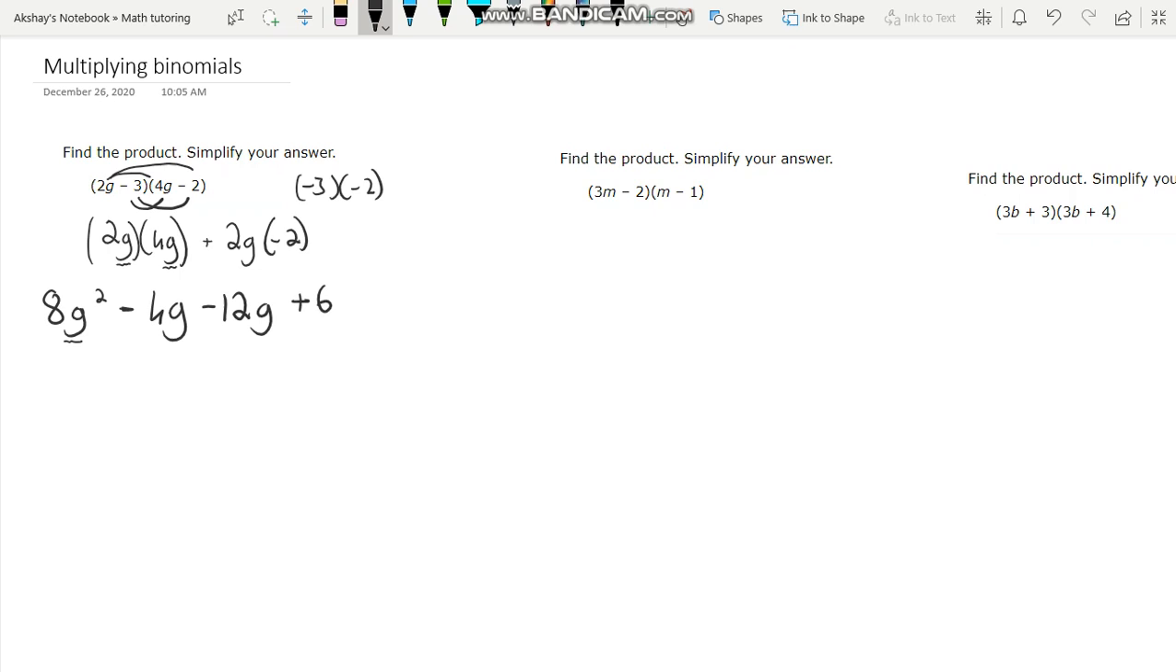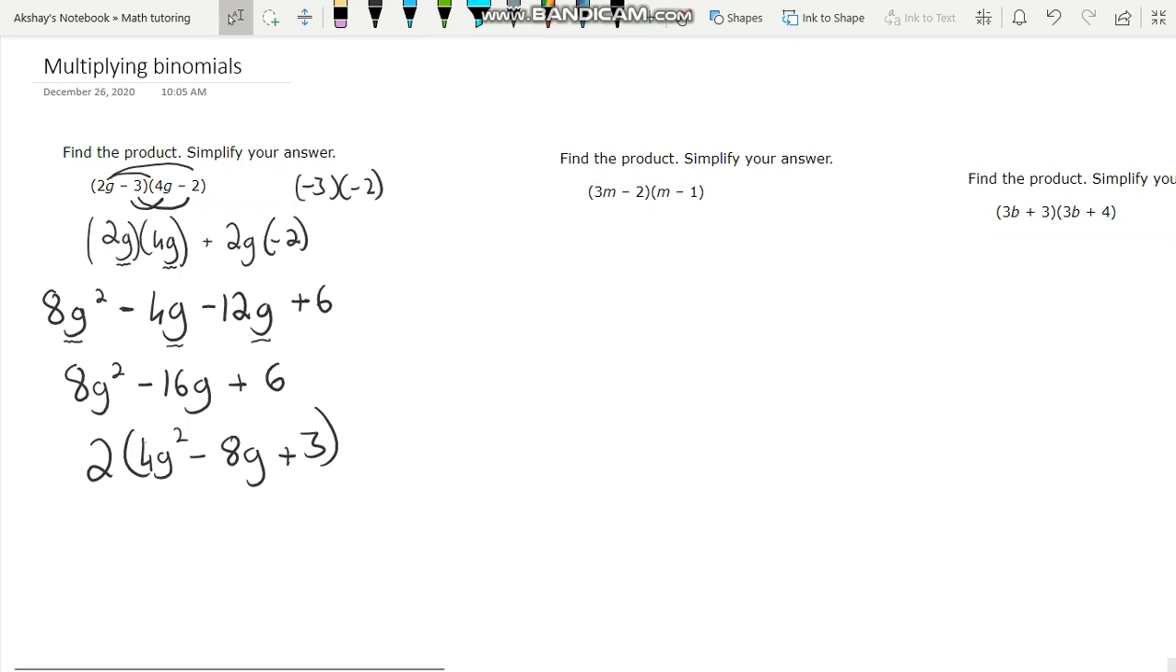Alright, now time to add my like terms, which is the simplifying part. Negative 4g minus 12g gives me negative 16g. I can add both these two. I have a negative, and my g stays the same as my variable, and I have positive 6 here. Now, in terms of simplifying, they're asking us for this, but we could take out our 2 here. So we have 8 divided by 4, which is 4g squared. 16 divided by 2, which is negative 8g. 6 divided by 2, which is positive 3.